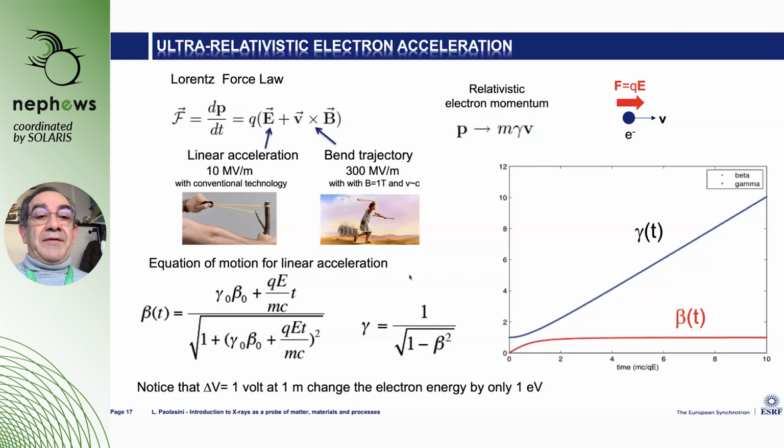Before showing that, here I wrote the equation of motion for one electron subjected to the Lorentz force as a function of time. We can see that the speed of the electron reaches the speed of light in a very short time. Instead, gamma, which is its energy, has a linear dependence, and it takes time to increase the energy of the electron.